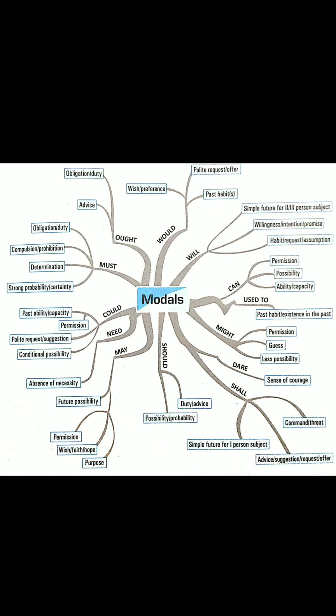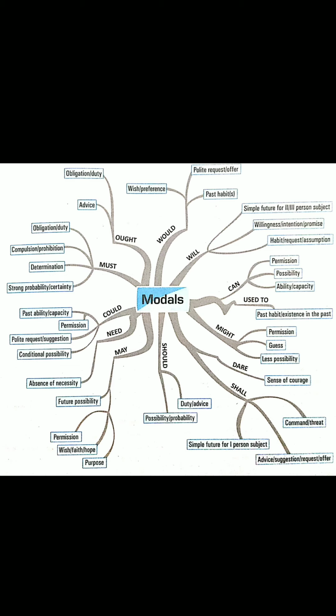Like if you want to use must in a sentence, what you want to mean, the meaning you want to draw from that particular sentence. Like obligation, duty, then you can use must. If you want to show compulsion or prohibition, then you can use must. If you want to show determination, then again you can use must. If you want to show strong probability or certainty, meaning something is going to happen, then also you can use must. Then next is could.